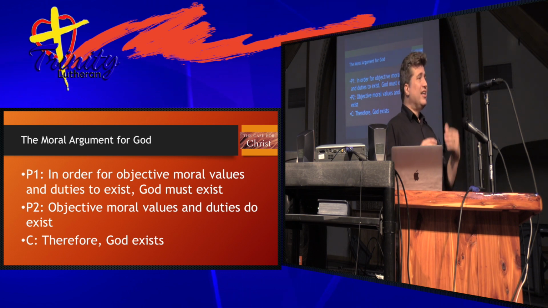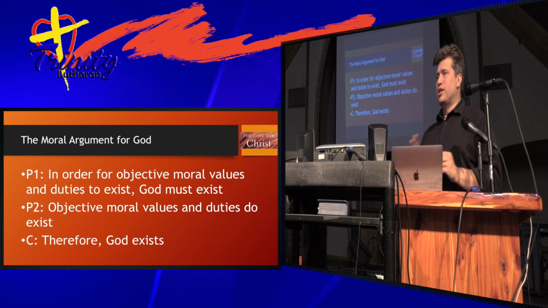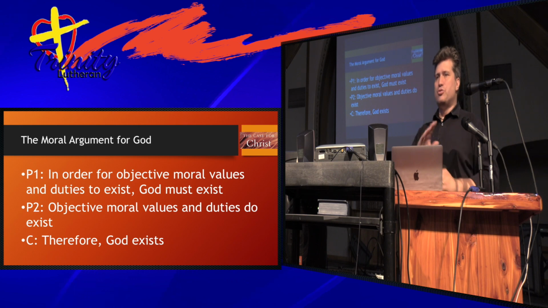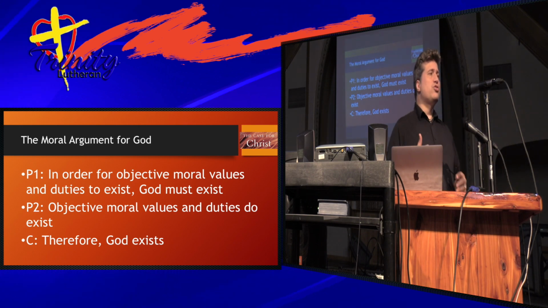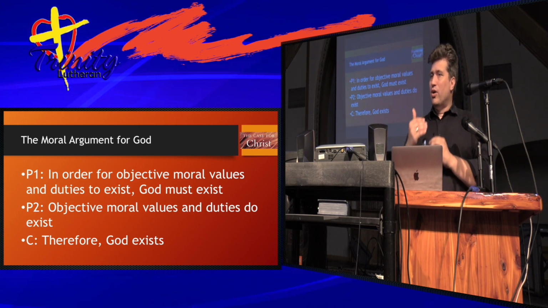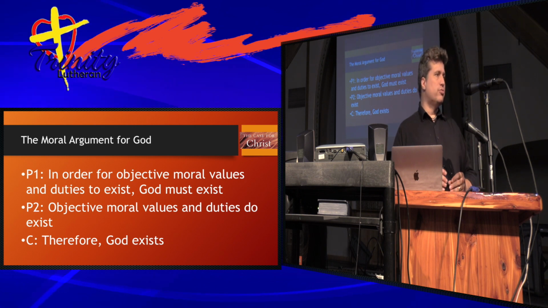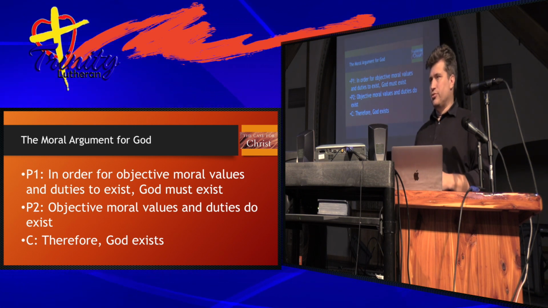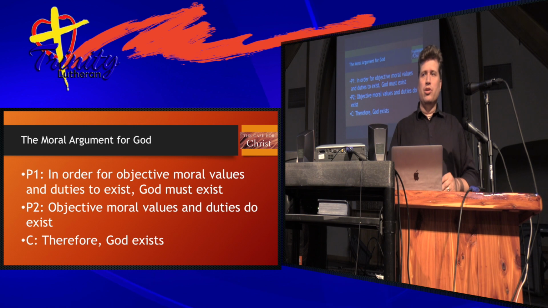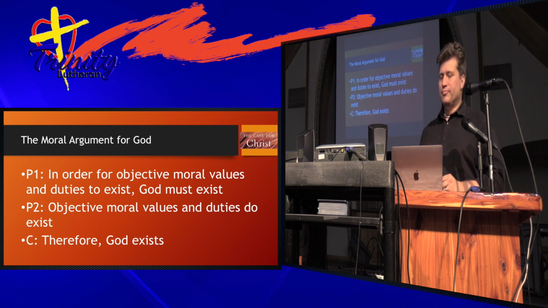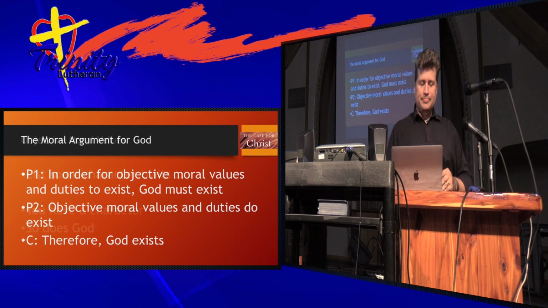Conclusion, therefore, God exists. Don't worry so much if you don't understand all that stuff, objective moral values and duties, we're going to go over that. But just look at the structure of the argument right now. Can you see that if premises 1 and 2 are both true, the conclusion has to be true? So if someone wants to challenge this argument and challenge God's existence, they have to challenge the truth of either premise 1 or premise 2.